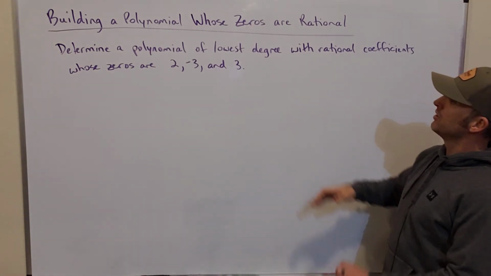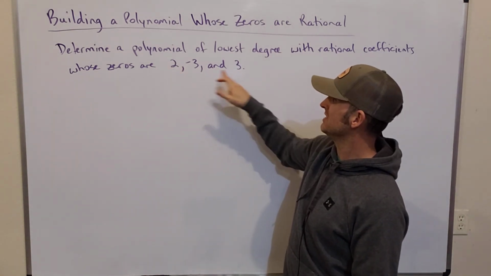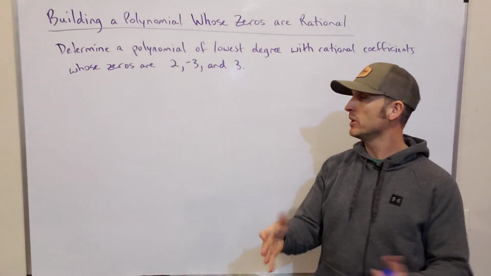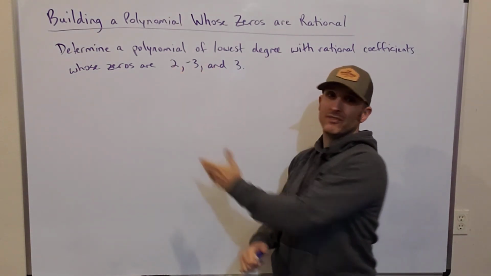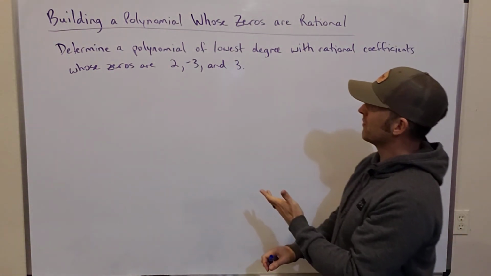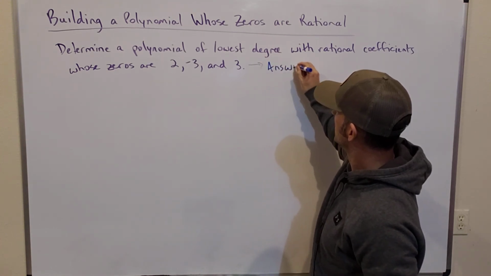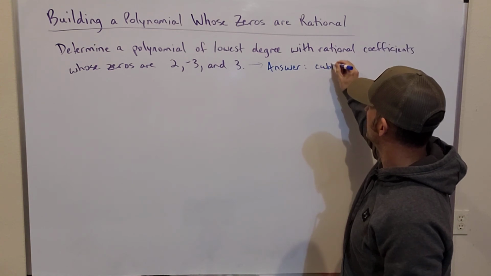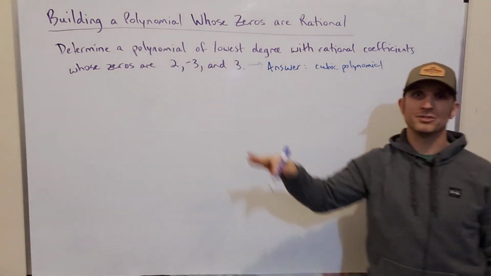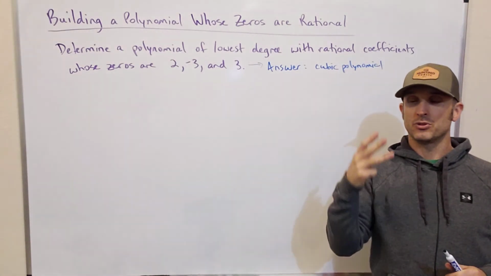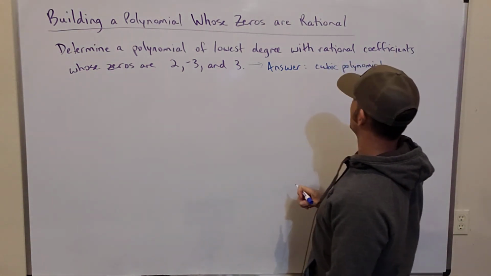All right, so the part about being lowest degree, what we want to do here is keep the multiplicities of these zeros as small as possible. So we're going to assume that each of these has a multiplicity of 1, and that's going to mean that we're going to have a degree of 3 for our final polynomial. So we know that our final answer is going to be a cubic polynomial, okay? It's got to be. If it's smallest degree and it's got 3 zeros, then it's going to have degree 3, because we're going to assume multiplicity of 1. That's the smallest that can be.